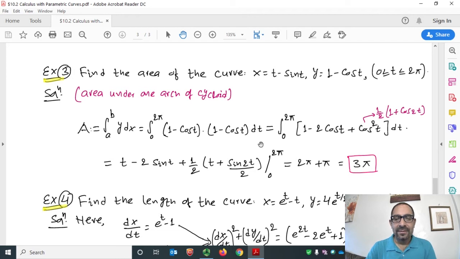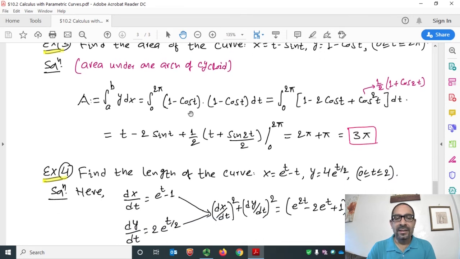In the next step, the definite integral as it is, so FOIL these two factors. It turns out to be 1 minus 2 cosine t plus cosine square t. And we know the identity: cosine square t turns out to be 1/2 times 1 plus cosine 2t. So let's use this formula here. Then next, let's take the integration.